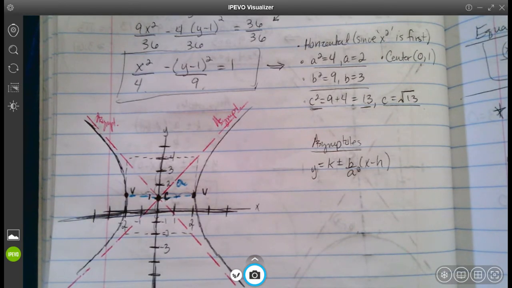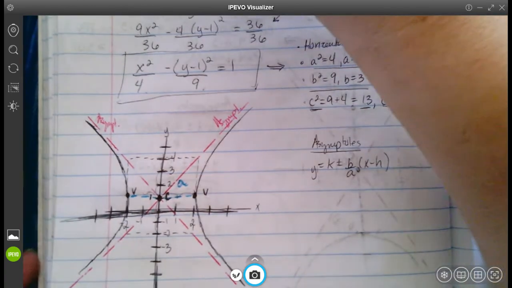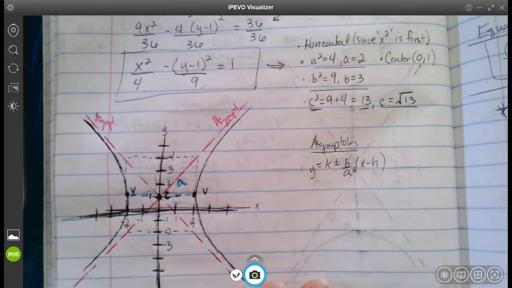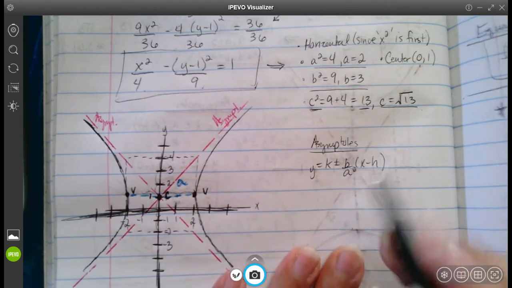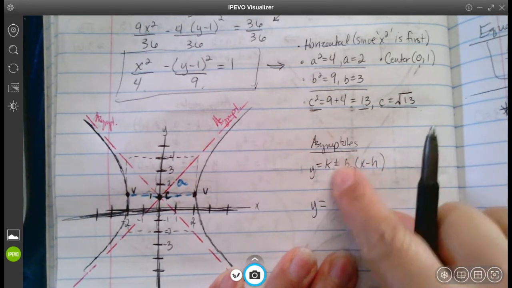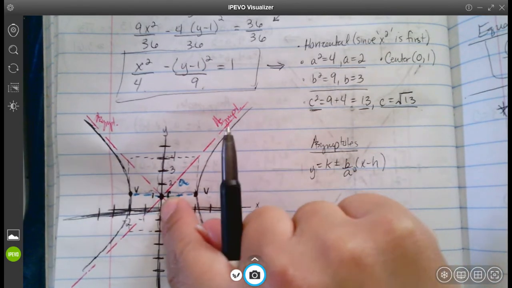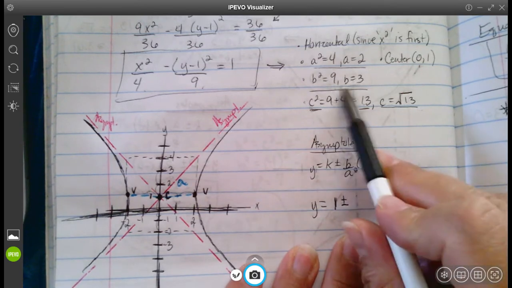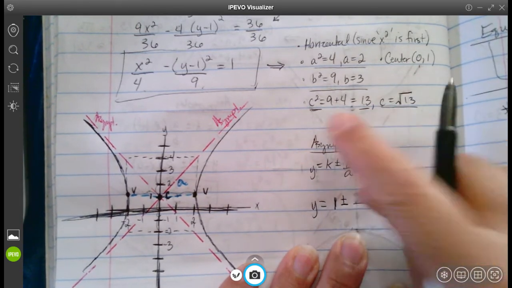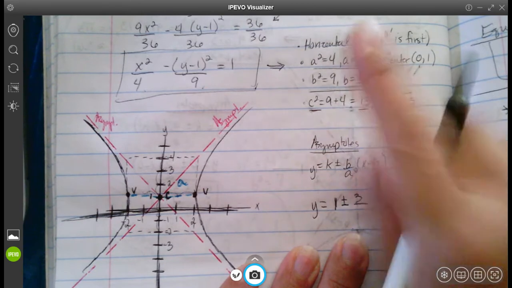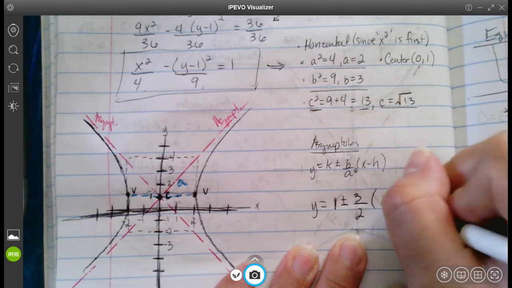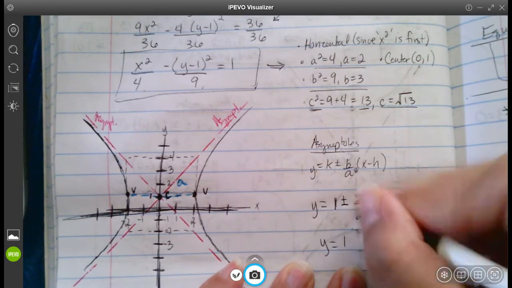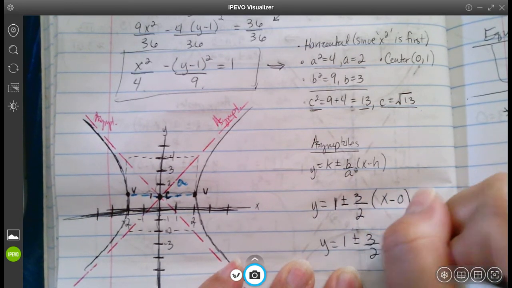Okay. All right. Example number 4. We're almost done. Oh, you know what? I did not do this part. Yeah, I guess I'm going to do it real quickly. So algebraically, real quickly, we're going to go ahead and do that. We have y is equal to k. Our k value is actually going to be 1. So 1 plus or minus. My b value is 3. So 3 over a value is 2. So 3 over 2 x minus h, which in this case is 0. So we have y is equal to 1 plus or minus 3 halves x.